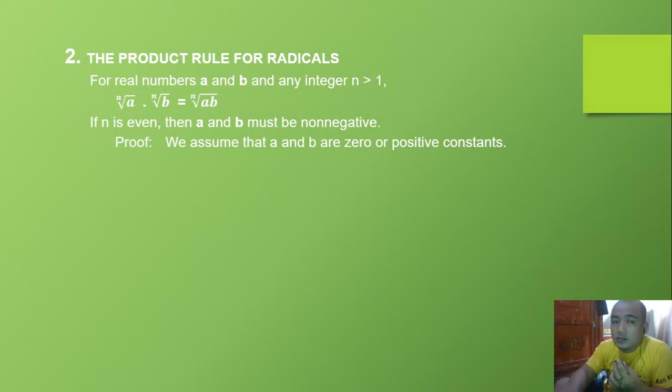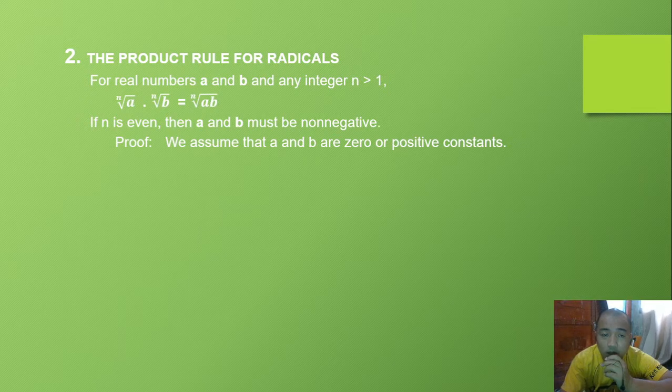Next, another law of radicals, the product rule for radicals. For real numbers a and b and any integer n greater than 1, the nth root of a times the nth root of b is equal to the nth root of ab. If n is even, then a and b must be non-negative.